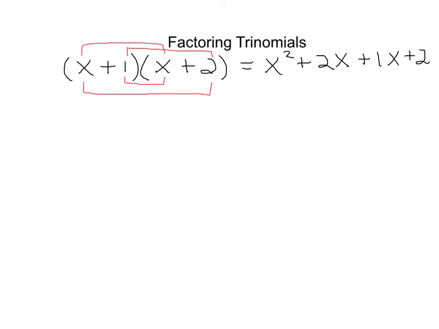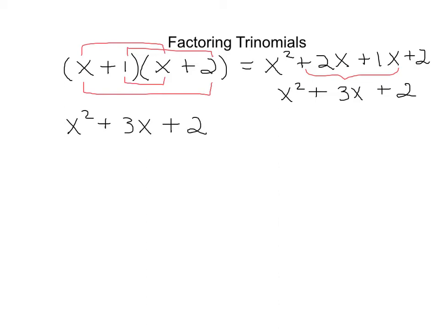But then, most often, you're going to combine the outer and the inner terms by addition, and that will give us, in this case, 3x for that middle term. But it shrinks it down to a trinomial. So we have x squared plus 3x plus 2 as a result of that multiplication. Now what we're going to do is reverse that product. That is, start with the x squared plus 3x plus 2 and work backwards, if you will, to figure out what two binomials would multiply and give you a result of x squared plus 3x plus 2.